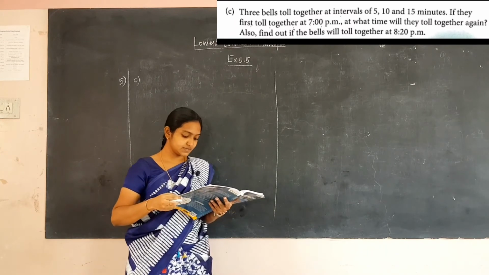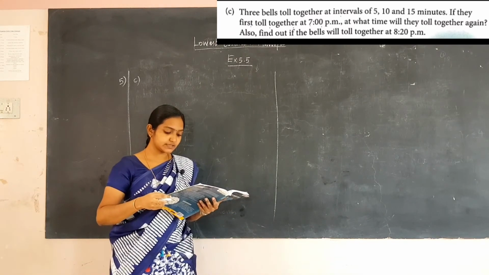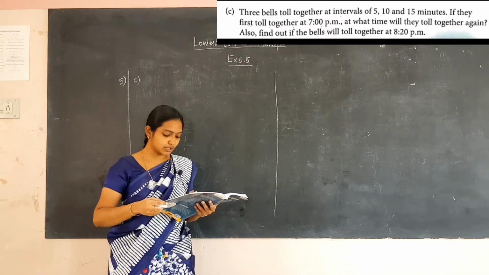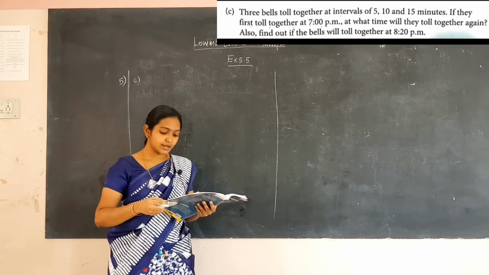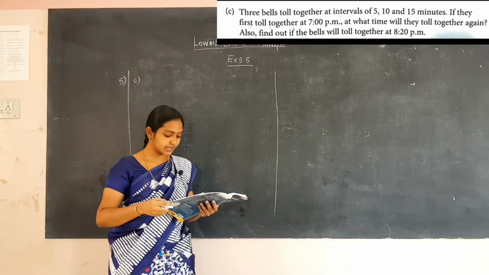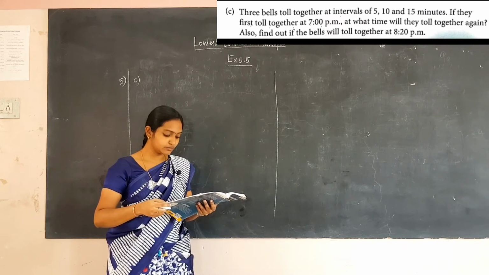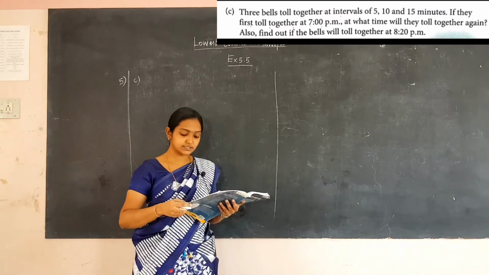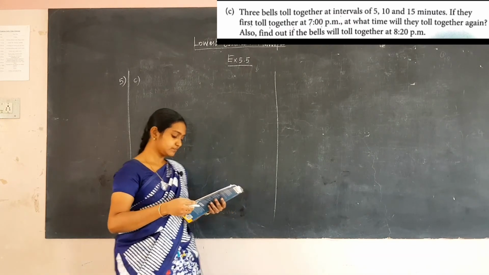The next sum is, 3 bells toll together at intervals of 5, 10 and 15 minutes. If they first toll together at 7 p.m., at what time will they toll together again? Also find out if the bells will toll together at 8:20 p.m.